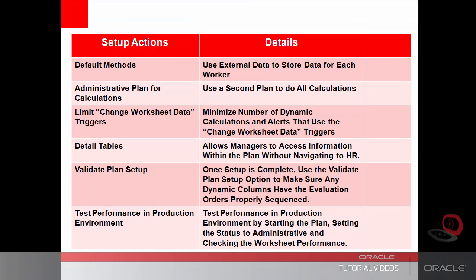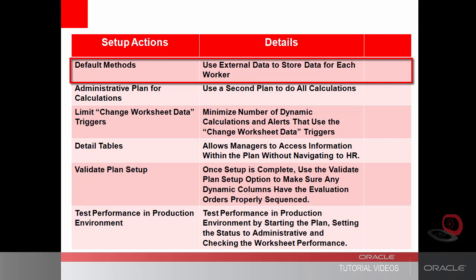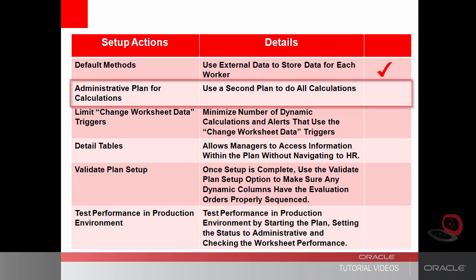Some of the things I want to keep in mind when going through the setup process are using default methods, like external data, to refrain from doing calculations in fast formula. While this won't improve worksheet performance, it will improve performance in the batch processes. Using an administrative plan for calculations: I can use a second plan to do all the calculations and return the result to the plan for managers using the cross-referencing defaulting method.